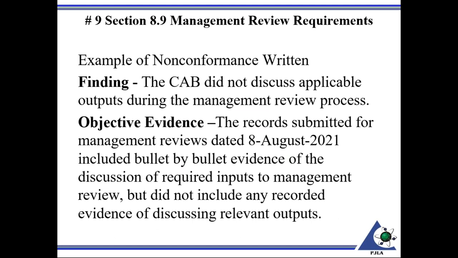Here's an example of a finding, what I was just discussing. CAB did not discuss applicable outputs during the management review. And basically, objective evidence is when your finding is written, the objective evidence is what was seen or not seen, which prompted the writing of the nonconformance. So in this particular instance, the record submitted for the management review, which was dated on August the 8th, 2021, included bullet by bullet evidence of discussion of required inputs, but did not record any evidence of discussing the relevant outputs.